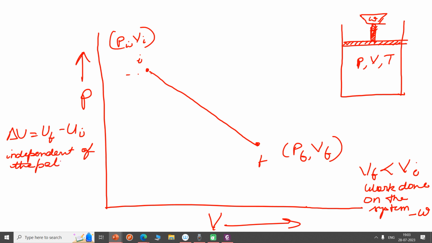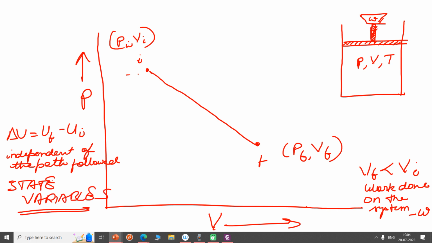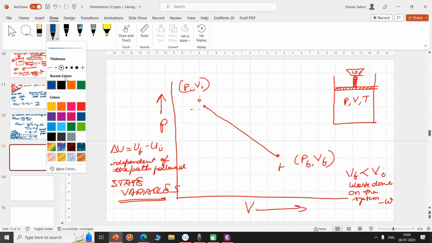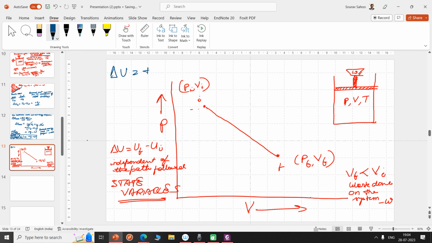Independent of the path followed. And this is a characteristic property of all thermodynamic state variables. It only and only depends on the initial and final states, right? The state variables. However, since we also know that there is a correlation between internal energy and the work and the heat energy, so ΔU is equal to plus Q minus W, right?